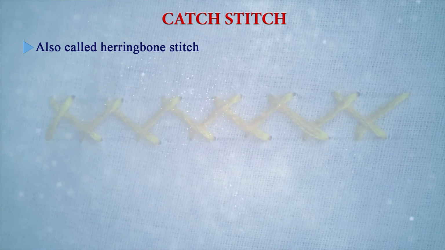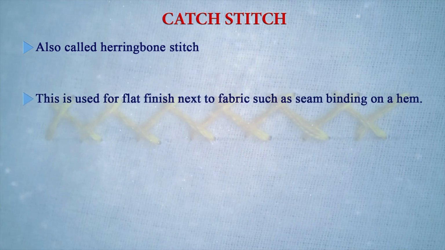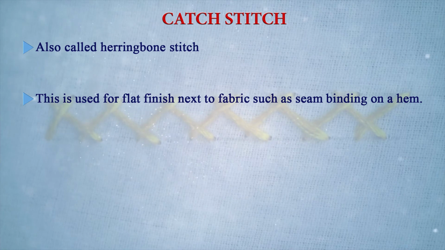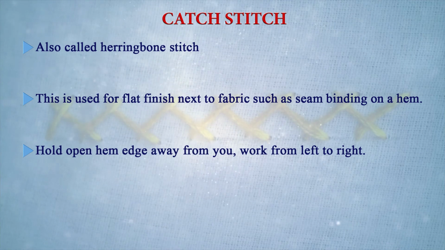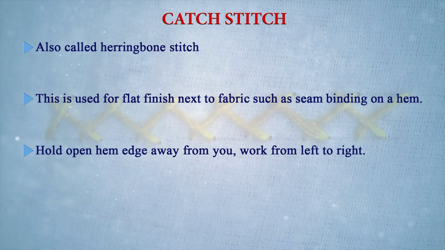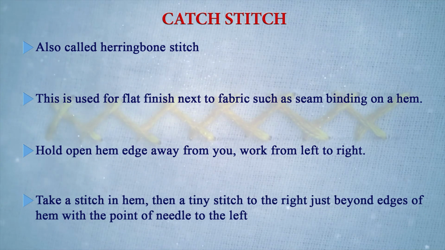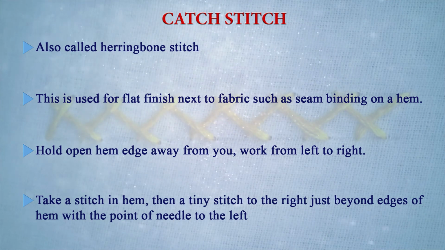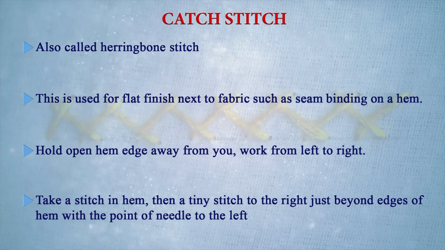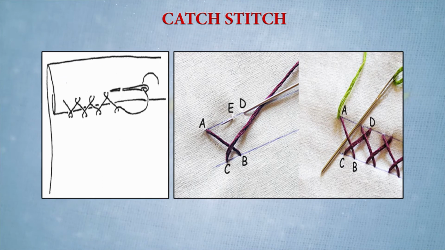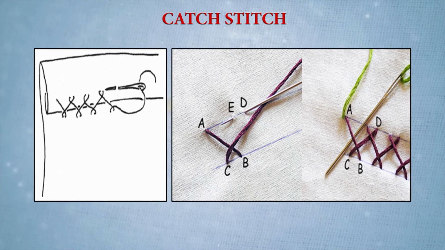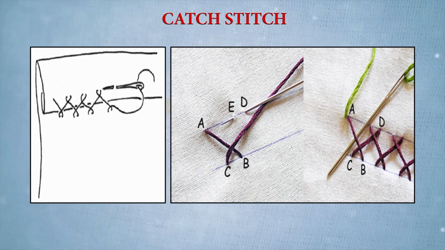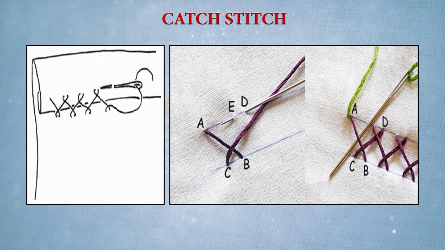Then we have the catch stitch. It is also known as the herringbone stitch. It is used for a flat finish next to fabric such as seam binding on a hem. We hold the open hem edge away from us, work from left to right, then take a stitch in the hem, then a tiny stitch to the right just beyond the edge of the hem with the point of the needle on the left. As in this picture you can see, we insert the thread in the fabric, and in this zigzag manner we create the herringbone stitch.